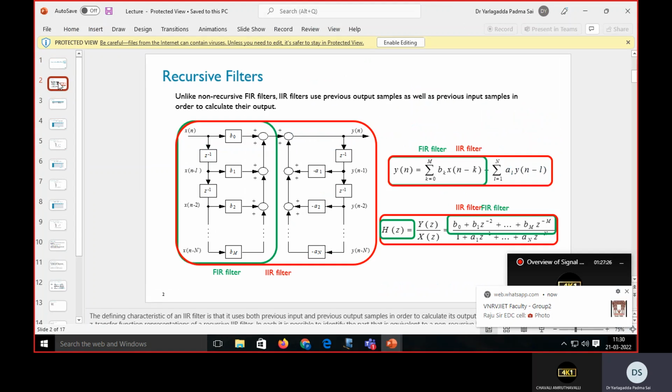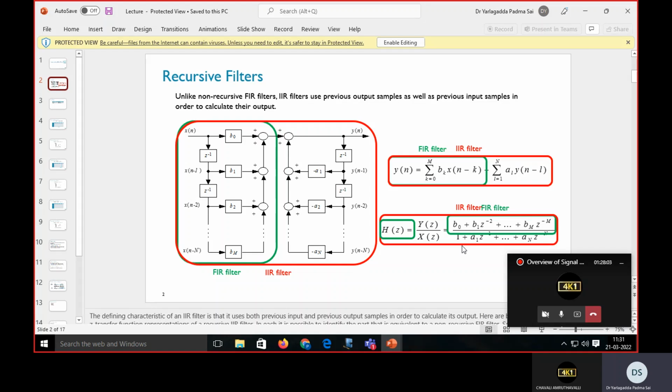Coming to IIR, as I already mentioned, it is a recursive system. If you see all the realization diagrams, you already studied them. A realization diagram represents your difference equation in diagrammatic form. That is what we call a realization diagram. Now this is direct form 1.